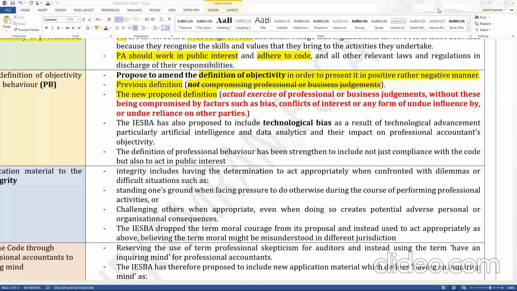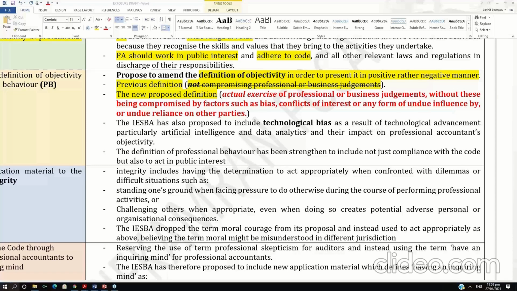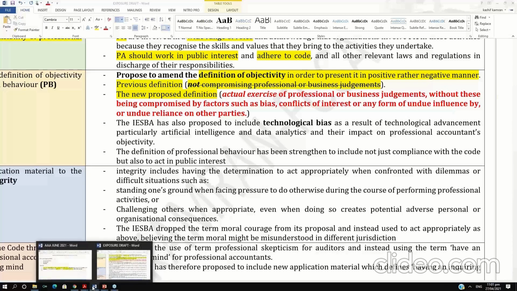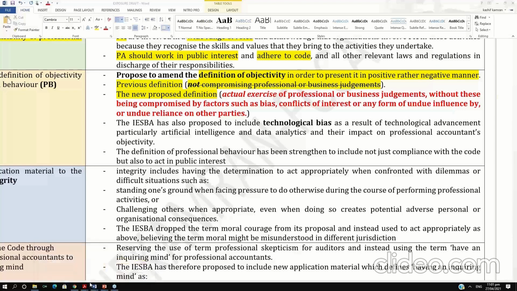So the new definition is the actual exercise of professional or business judgment. Not compromising professional or business judgment was the old definition. So what changes have been brought in objectivity? The definition. And they've shifted from a negative definition to a positive definition. Yes, it's still an exposure draft, right? Which will be implemented in the next few months. But this exposure draft is examinable, so you should know the new definition. So if the examiner asks you the new definition of objectivity, you will give this definition to the examiner, right?